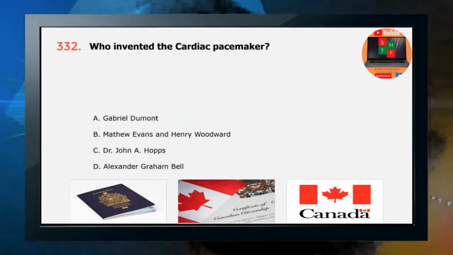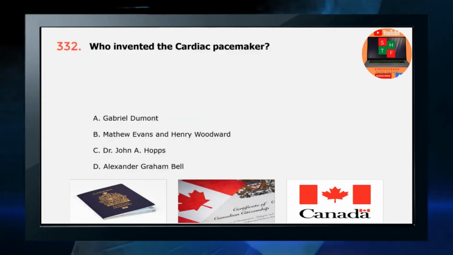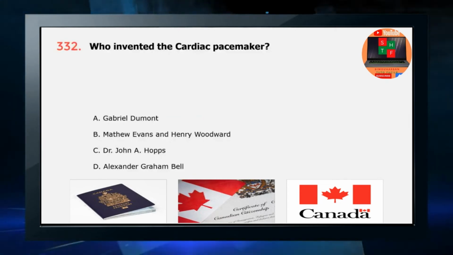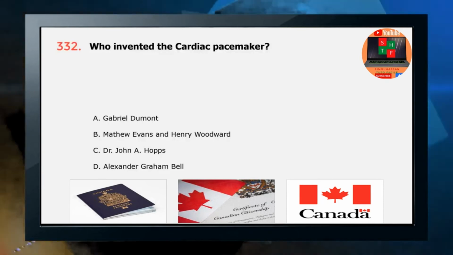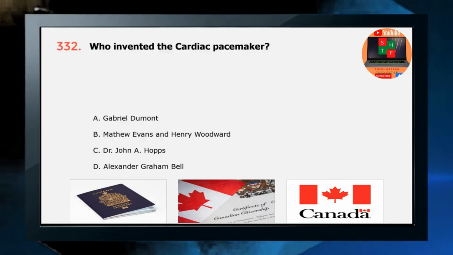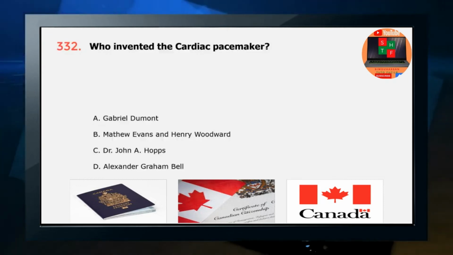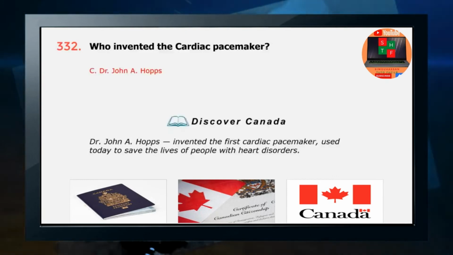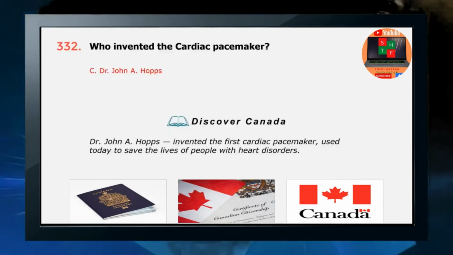Question 332. Who invented the cardiac pacemaker? A. Gabriel Dumont. B. Matthew Evans and Henry Woodward. C. Dr. John A. Hopps. D. Alexander Graham Bell. The answer is C. Dr. John A. Hopps.